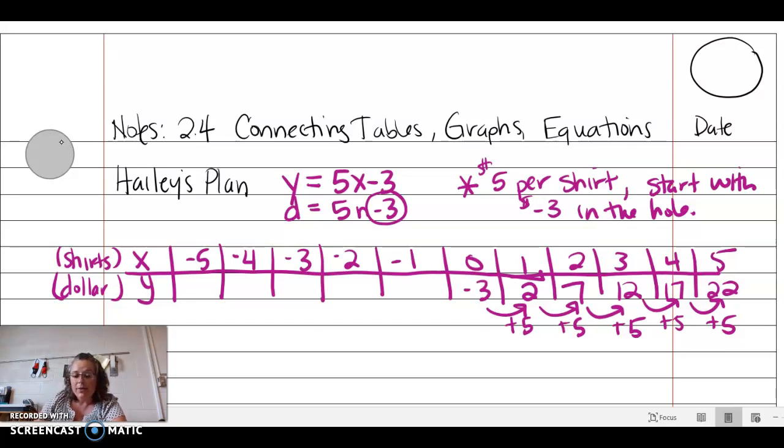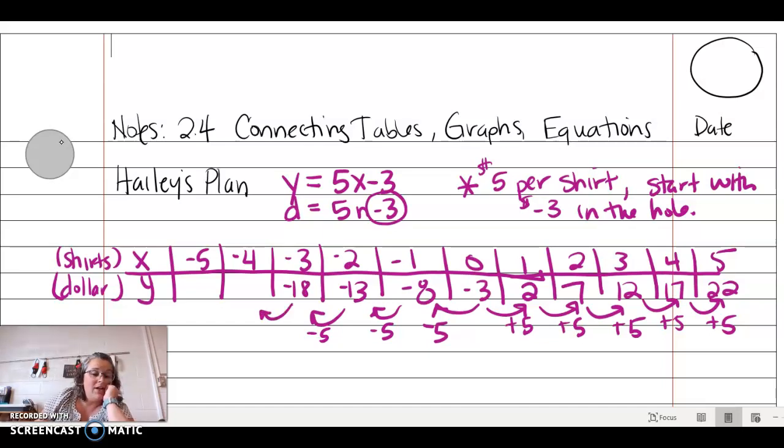Now, if we're adding 5 going forwards, following this pattern, we should be able to go backwards. So instead of adding 5, we'll do the opposite. We'll subtract 5. So that would put us at negative $8, and then $5 less would put us at negative 13. And then $5 less would put us at negative 18. And then $5 less would put us at negative 23. $5 less would put us at negative $28.